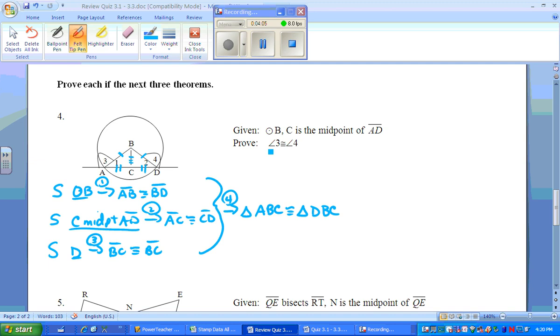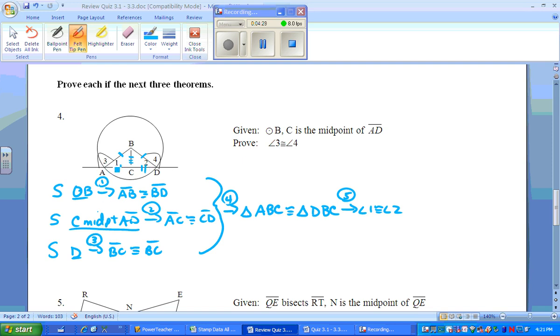Now we want 3 and 4 to be congruent. That's what we're trying to prove. Well, 3 and 4 are not in our triangle, so we can't just get those by CPCTC. But looking at the picture, we can get angles 1 and 2 congruent because those are the two that are inside there. CPCTC stands for corresponding parts of congruent triangles are congruent. So you need corresponding parts. 1 and 2 are corresponding parts to those triangles.